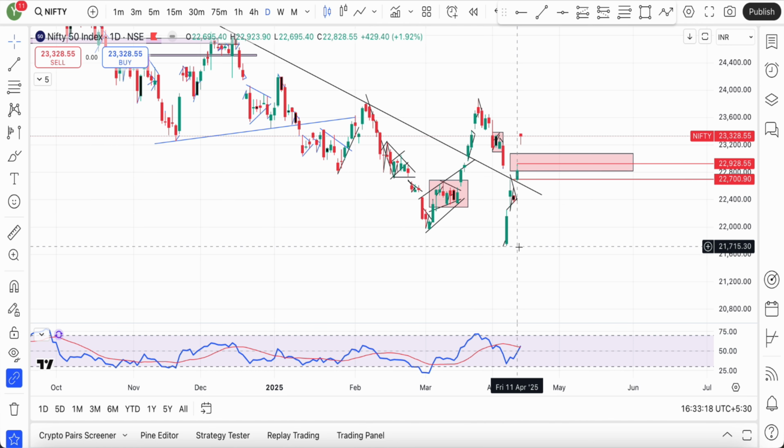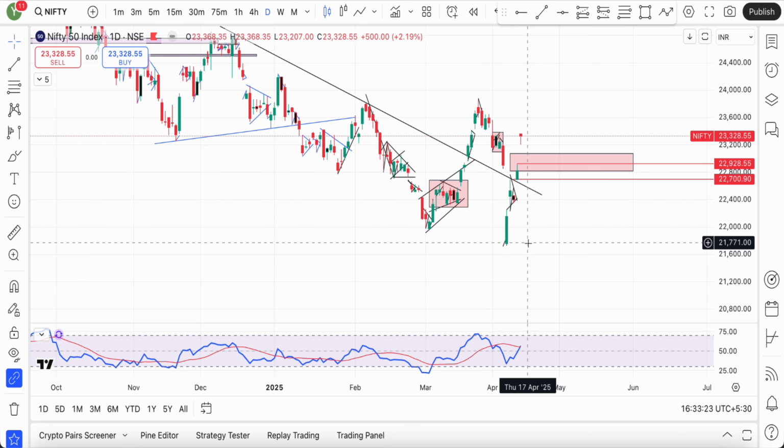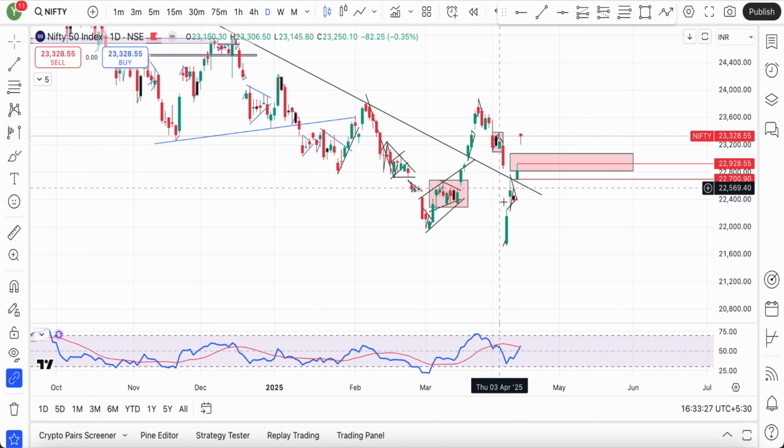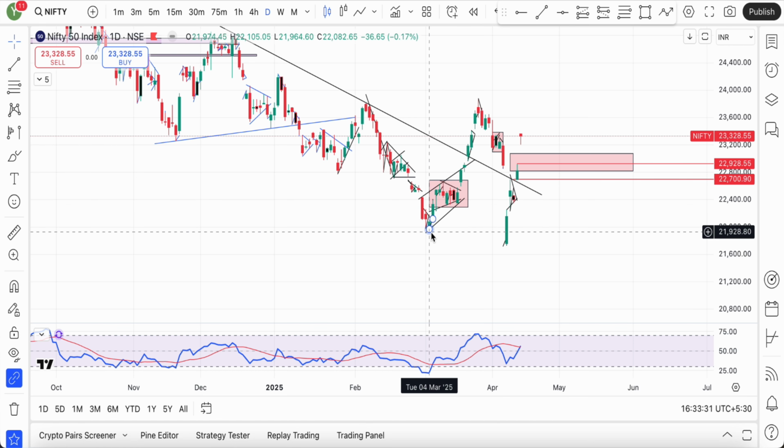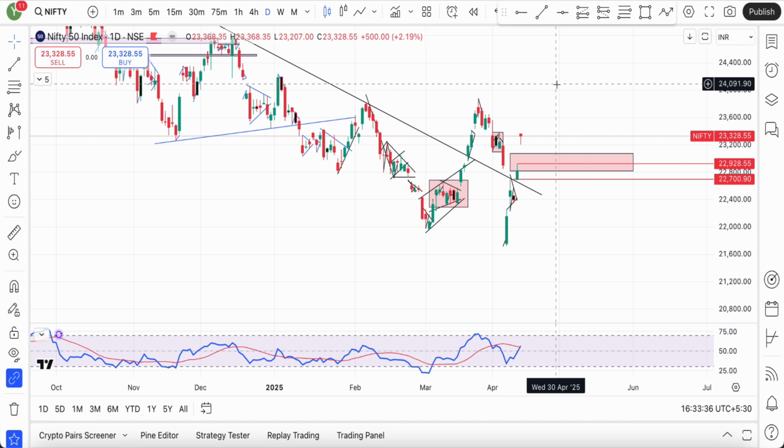And this immediately had reversed. So this might just be a move which was caused by global or macroeconomic factors which could have impacted India. Otherwise, I am assuming in the absence of that news, this low should have been protected and we would have continued in an upward trajectory.